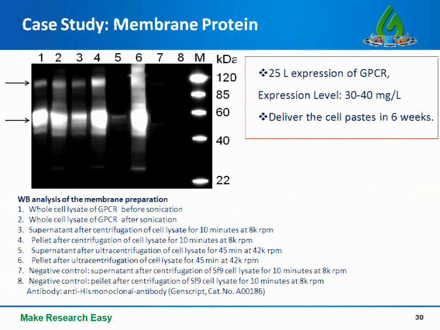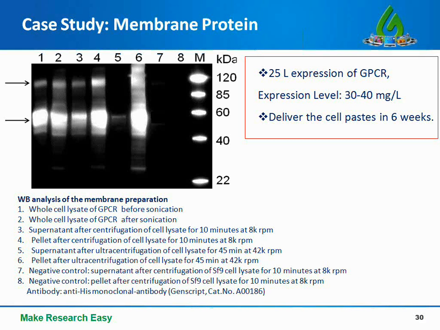This is a case study for membrane protein production. The data shown here are the Western blot analysis of the expression of a GPCR. The first and second lanes are whole cell lysate before and after sonication. You can see that sonication did not cause much damage to the protein. Lanes 3 and 4 are supernatant and pellet upon centrifugation of cell lysate for 10 minutes at 8,000 RPM. Lane 5 is the supernatant after ultracentrifugation for 45 minutes, and you can see that the supernatant barely contains GPCR protein. Lane 6 is the pellet after ultracentrifugation, which contains the most GPCR protein. Lanes 7 and 8 are negative controls.